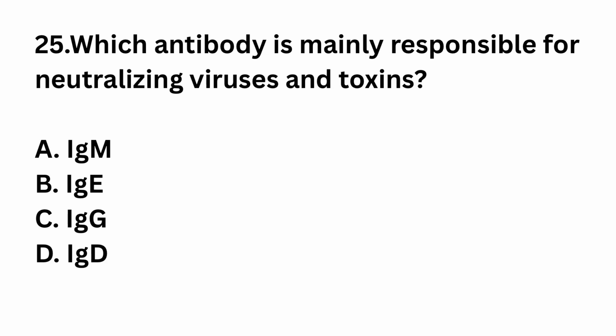Question number 25. Which antibody is mainly responsible for neutralizing viruses and toxins? IgM, IgE, IgG, IgD. The right answer is option C, IgG. It neutralizes toxins and viruses effectively. Its high serum levels make it a protective antibody.